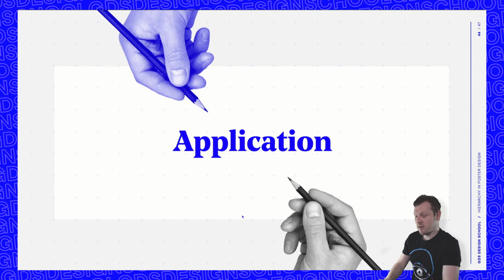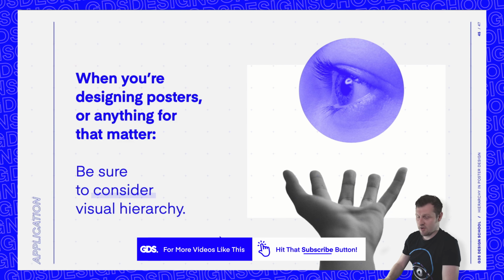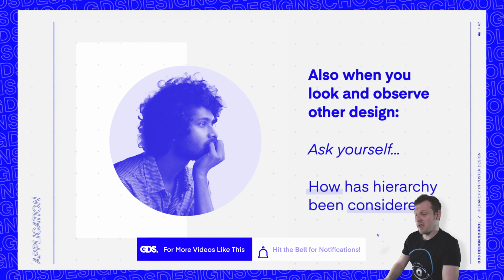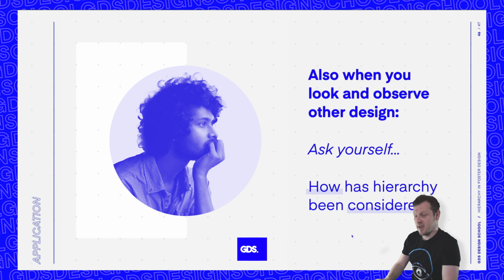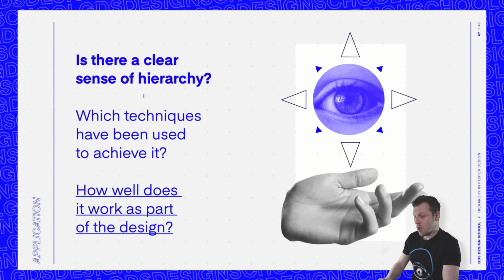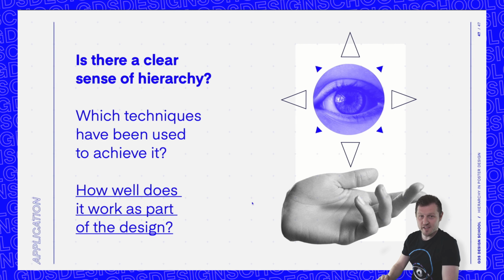So in application, when you're designing posters or anything for that matter, be sure to consider hierarchy. Also, when you look and observe other design, ask yourself, how has hierarchy been considered? Is there a clear sense of hierarchy? Which techniques have been used to achieve it? And how well does it work as part of the design?